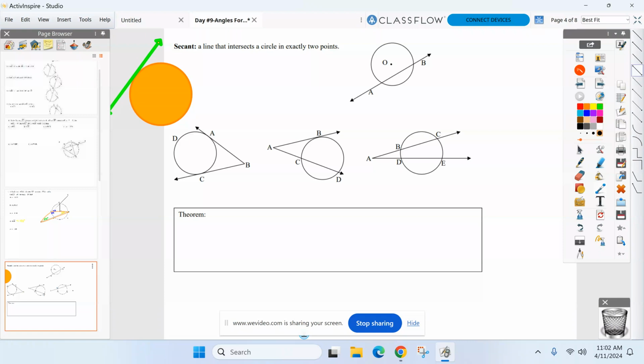What did I just draw up there? That green line is a tangent. How do you know it's a tangent? Because it intersects one spot. All right, let me introduce you to another vocabulary term. What about a line that intersects a circle in two spots? Two spots.